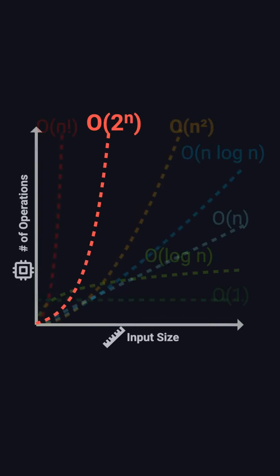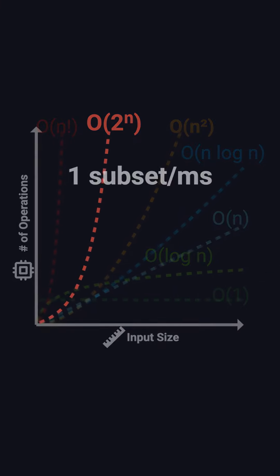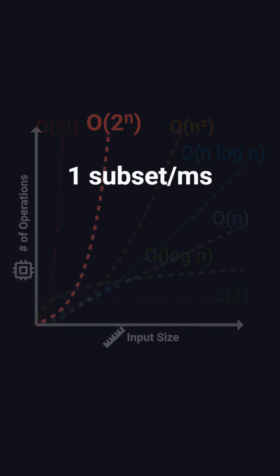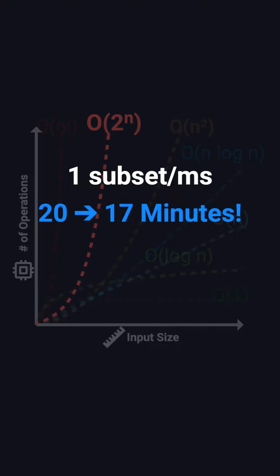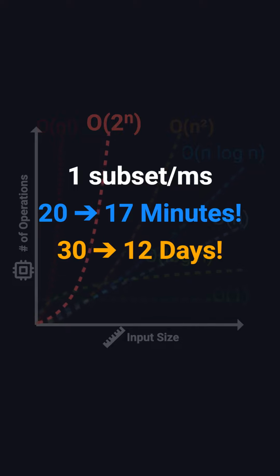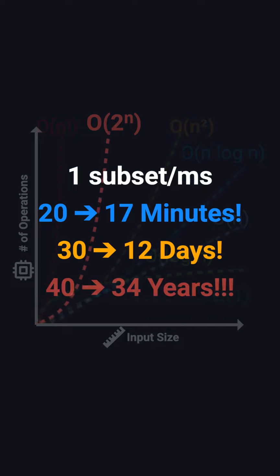Let's wrap up with a quick reality check. The power set is an exponential algorithm. If we could generate one subset per millisecond, then for n equals 20, it would take about 17 minutes. Jump to n equals 30, and that's already 12 days. Push it to n equals 40, and you're looking at an unbelievable 34 years. This shows that O of 2 to the n algorithms are fine for learning and for small inputs, but they're completely impractical on large-scale data.